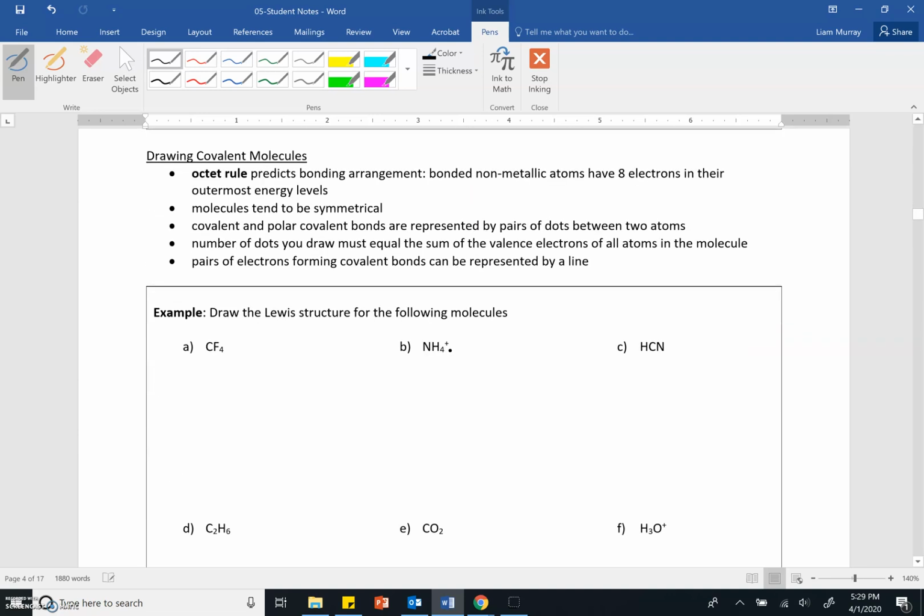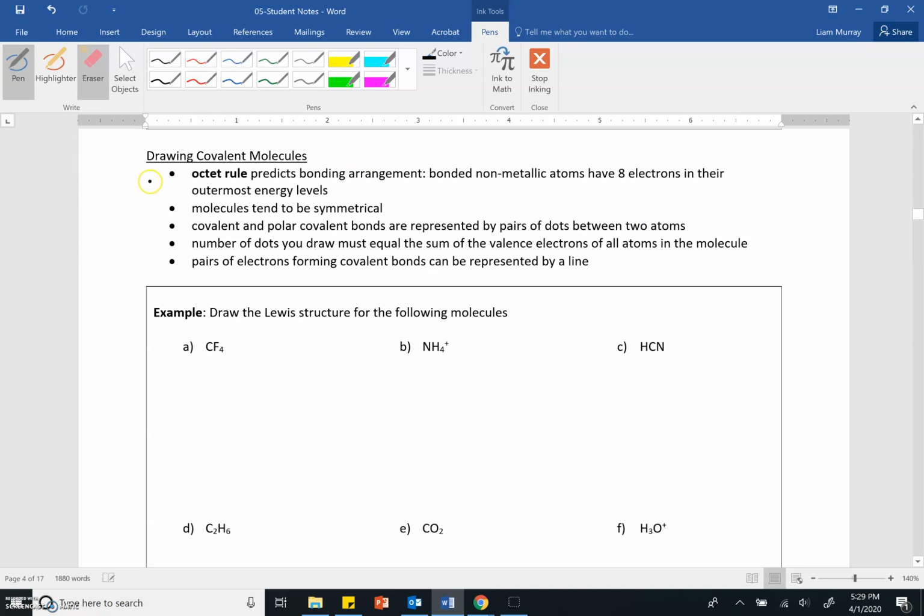Now we're going to get into looking at covalent compounds. These are where we're actually sharing electrons, so we can't show it in the same way as an ionic compound where we actually transfer it. So with this, we need to go through a couple of different rules.